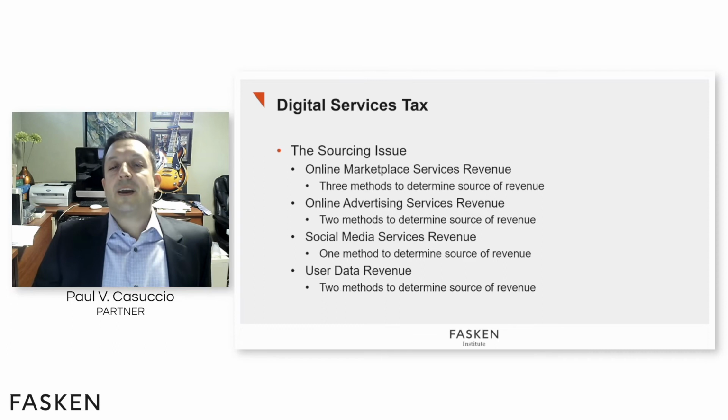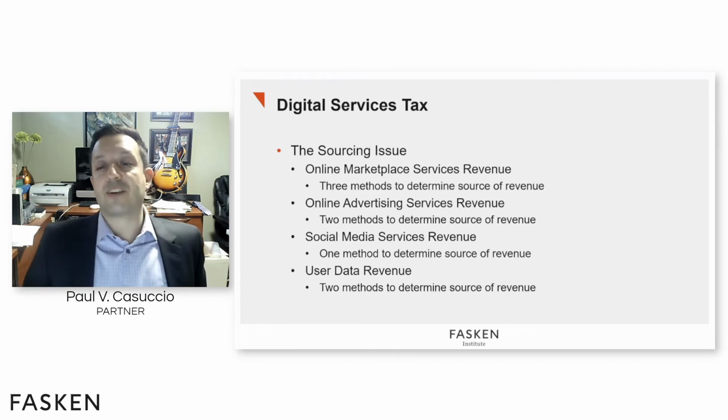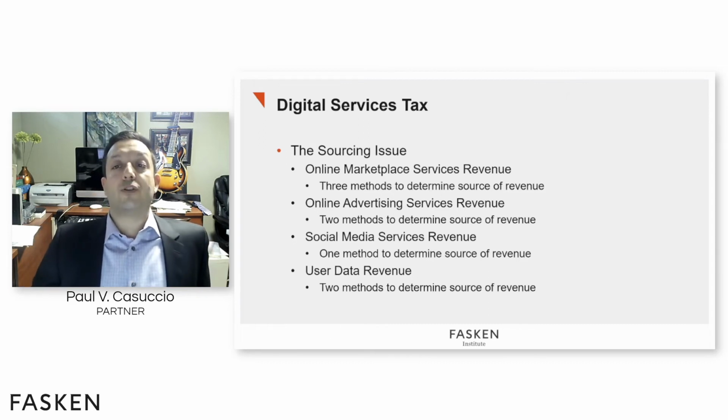So for entities that are earning online marketplace services revenue, determining the source of such revenue is actually determined by one of 3 methods, depending on how that specific revenue is being earned. If the revenue is earned from facilitating a supply of a service that's actually delivered in physical form, such as the provision of a transportation service or accommodations, and that physical delivery service is performed in Canada, then the revenue from facilitating that specific transaction is going to be deemed to be entirely sourced in Canada.